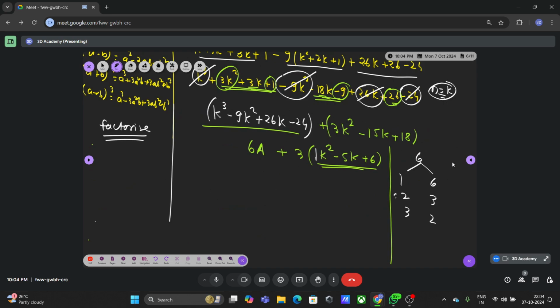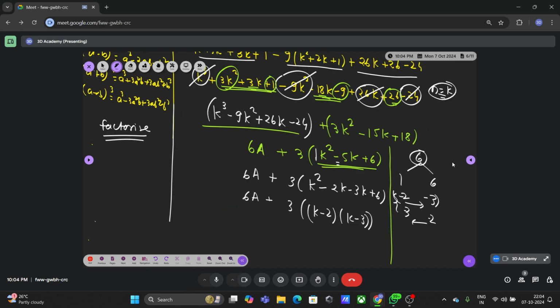Whenever the numbers switch, we stop writing the next factors because they are always going to repeat. So here multiplication is plus and the answer is negative, that is, the addition of two factors is negative. It means all my factors will be negative and they add up to give minus 5. So here I will take k square minus 2k minus 3k plus 6. This 6a is getting carried forward as it is. I will factorize the bracket. I will get k minus 2 into k minus 3, right?